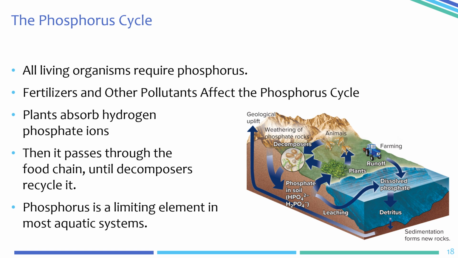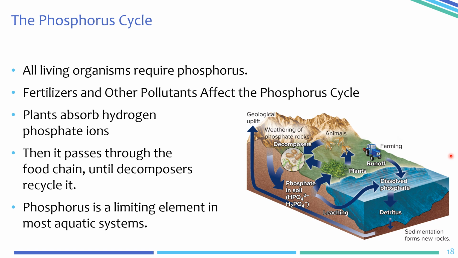But it is a limiting nutrient in most aquatic environments. So aquatic productivity is going to be limited by phosphorus. It has to be put back into the soil by decomposers. Those decomposers are going to convert it back into organic forms that can be used by living organisms, by plants that pull it up out of the soil or out of the water.